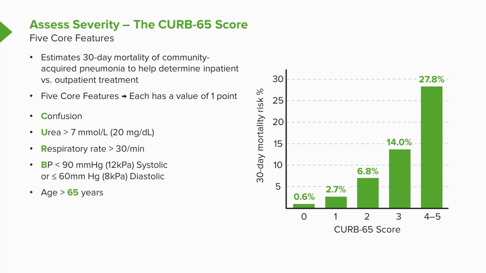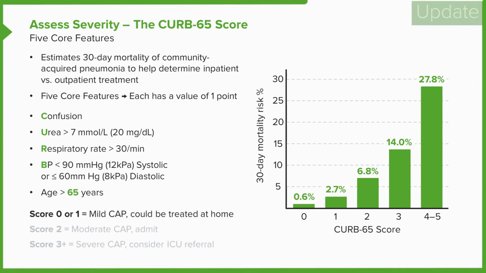And that gives you a 6-point score: 0, 1, 2, 3, 4, or 5. And that score defines how severe the disease is, or defines the mortality, the chance of death occurring with that episode of pneumonia. For example, if the score is 0, the 30-day risk of dying is less than 3%. That's a mild disease, and most of these patients can be treated as an outpatient.